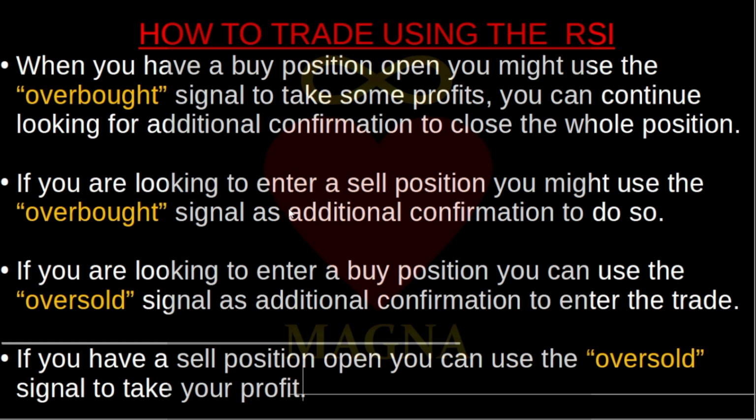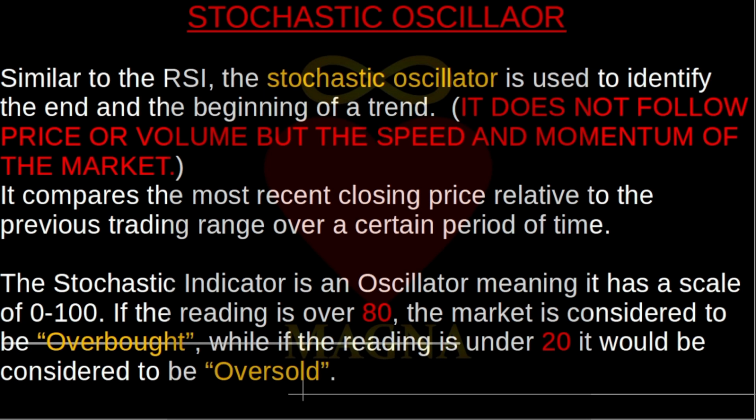If you are looking to enter a sell position, you might use the overbought signal as additional confirmation to do so. If you are looking to enter a buy position, you can use the oversold signal as additional confirmation to enter the trade. If you have a sell position open, you can use the oversold signal to take your profits. So this is how you can use the oversold signal to improve on your trading. If this indicator is appealing to you, you might try to use it in your trading strategy and see how it works for you. We come to the stochastic oscillator.